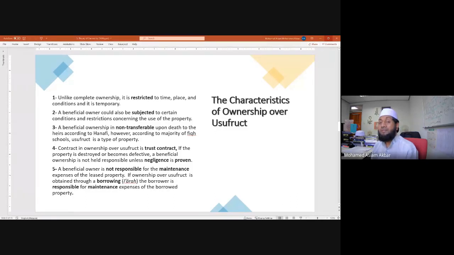So these differences are there according to the place, according to the agreement. Number three, this is something you can think about from what we talked about earlier. A beneficial ownership is non-transferable upon death to the heirs according to Hanafi. This is only Hanafi. The majority say it's fine.